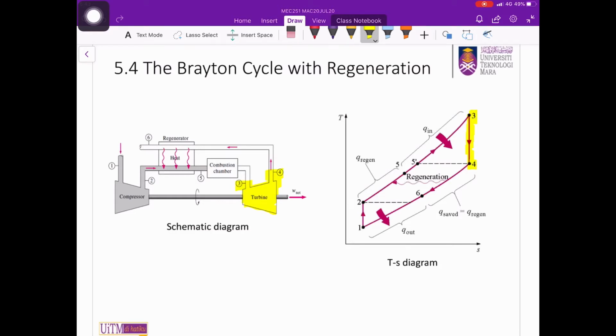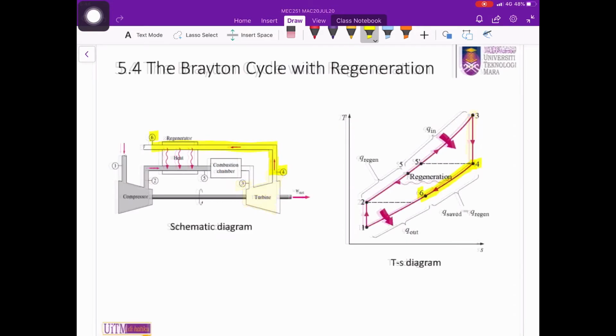Leaving the combustion chamber, the gas will then enter the turbine and be expanded, where the pressure and temperature of the gas will drop. During this process, work will be produced by the turbine. After exiting the turbine, the gas will flow through the regenerator before it is exhausted to the atmosphere. Again, the temperature leaving the turbine at state 4 is higher than the temperature leaving the compressor at state 2.